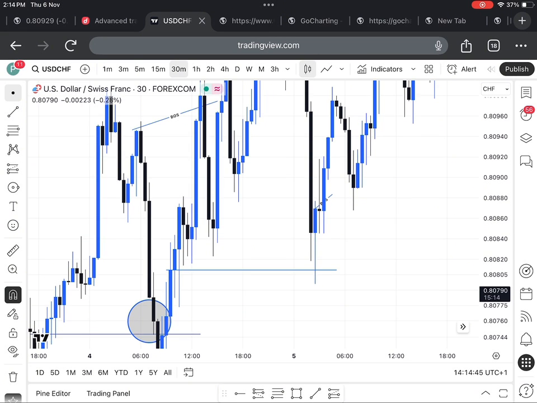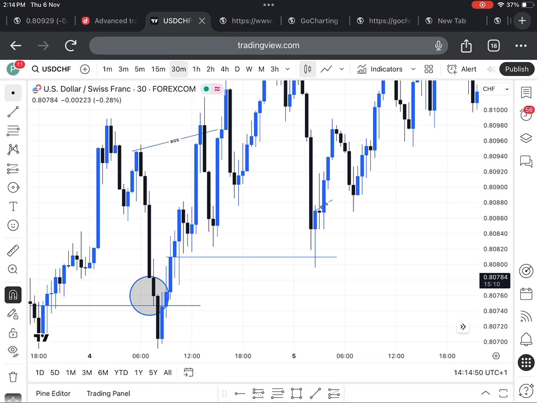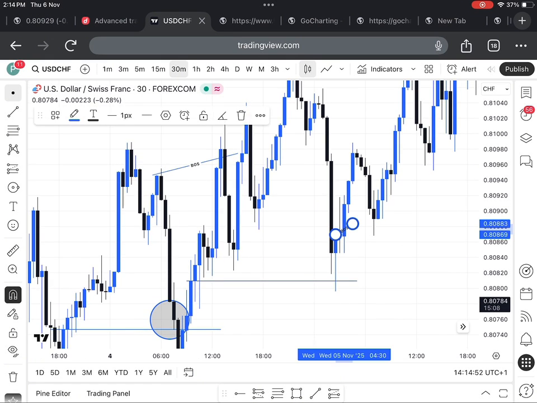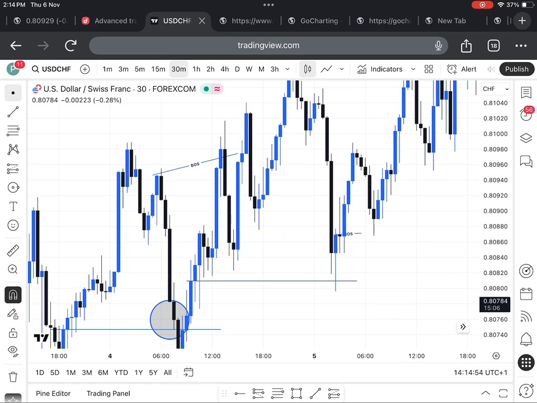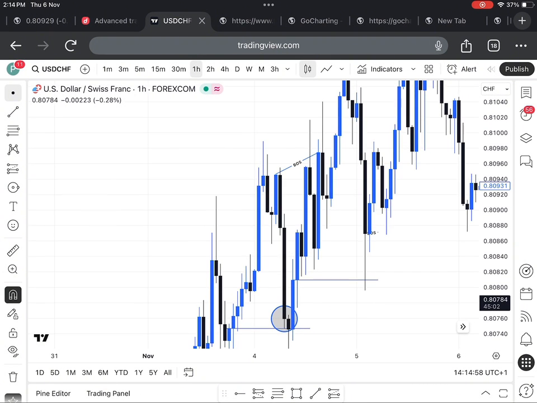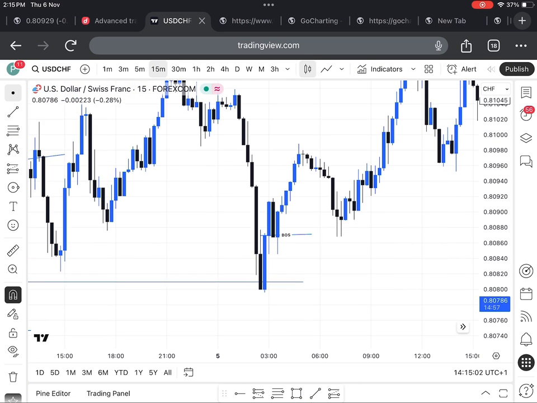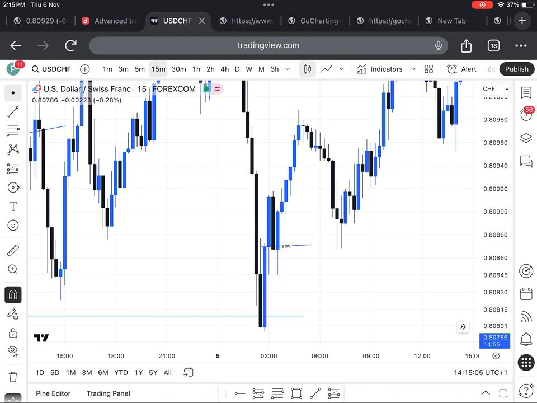So what will we do after the break of structure has been formed? Wait for price to pull back to a key level. All right, to a key level. So which key level are we going to pick? You can pick a key level from any time frame. All right, you can pick a key level from any.